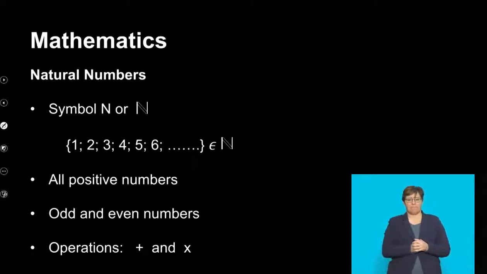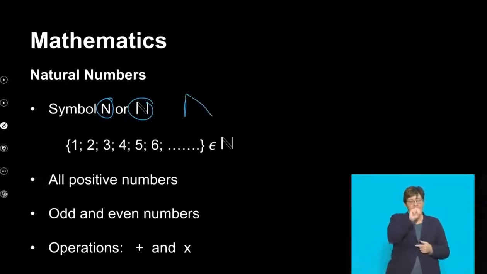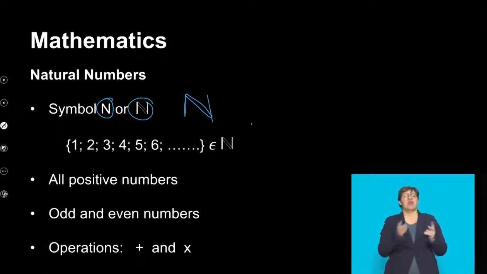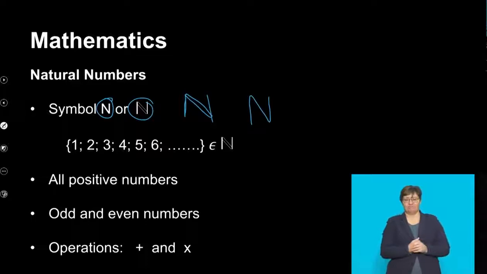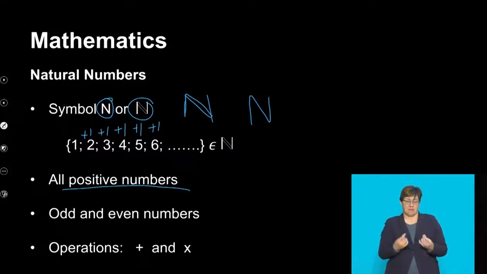Now, the symbol for natural numbers is normally an N, and that looks like that, right? So it will be like something of this nature. This is how some textbooks write it, and some textbooks just use an N as is, right? And these will be 1, 2, 3, 4. So you can see you're going up by 1 each time in order to get the numbers that you have there. And then all these numbers are positive numbers.